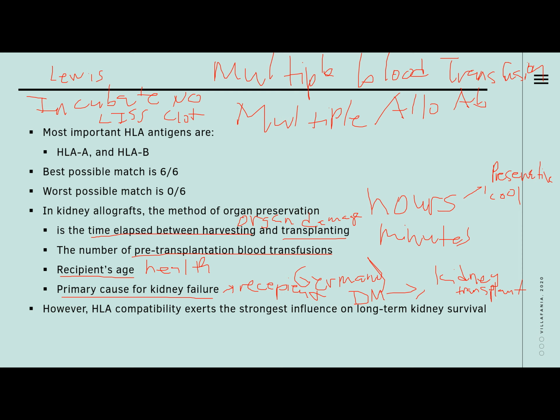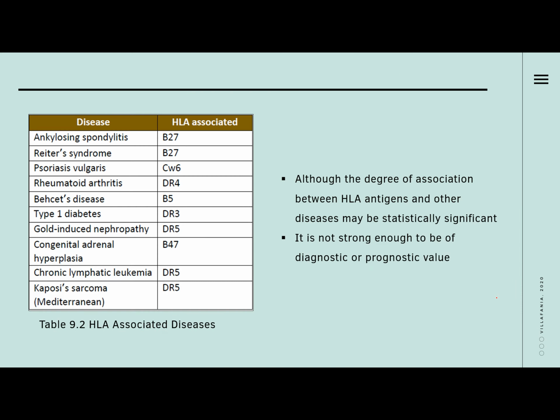So, ito na lang yung itatanong ko sa inyo mamaya instead of the earlier question. Will you still transplant a kidney to a patient who has diabetes mellitus and kidney failure? So, yun yung question. Matatransplantan mo ba ang isang recipient ng kidney if the patient has diabetes mellitus that causes kidney failure? However, HLA compatibility exerts the strongest influence on long-term kidney survival.